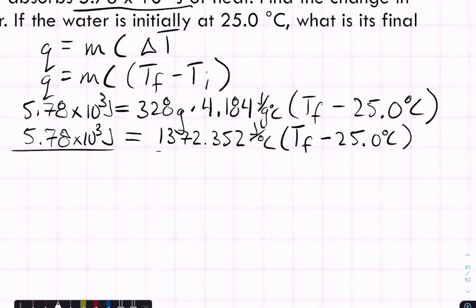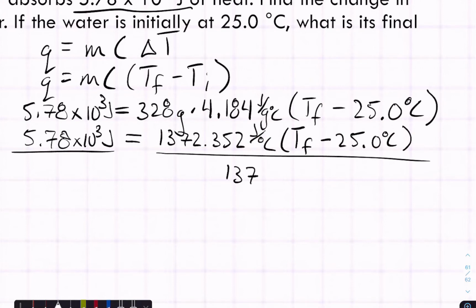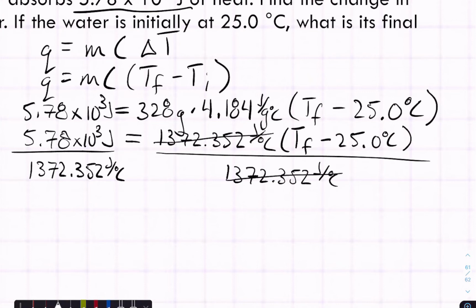So we'll now divide both sides by 1372.352 joules per degree C. Joules per degree C. All right, because now these will cancel, so anything divided by itself is 1. So then we're going to do 5.78 times 10 to the 3. Very important that you use that scientific notation. Divided by our 1,372. So now we've got 4.2.